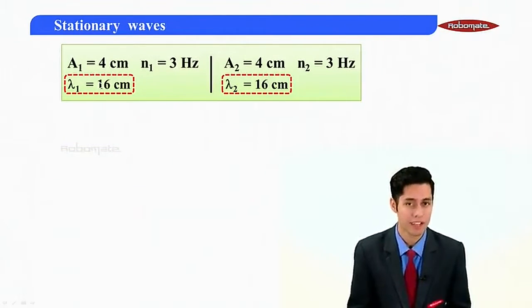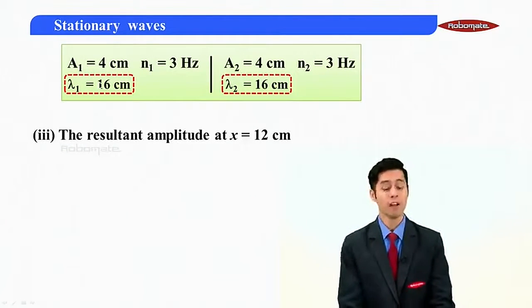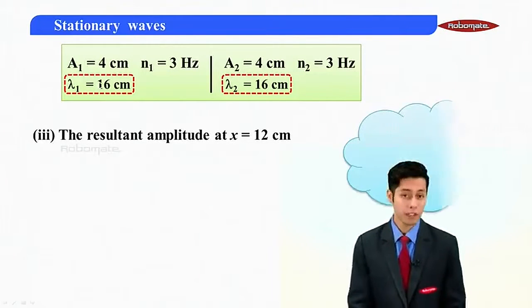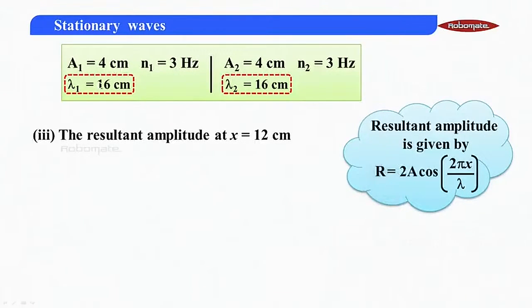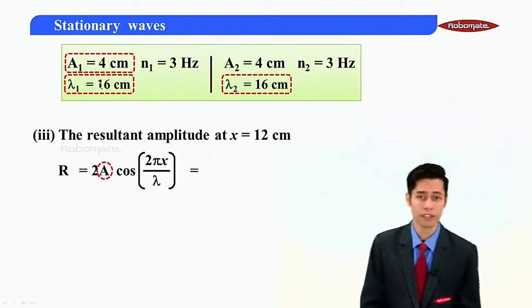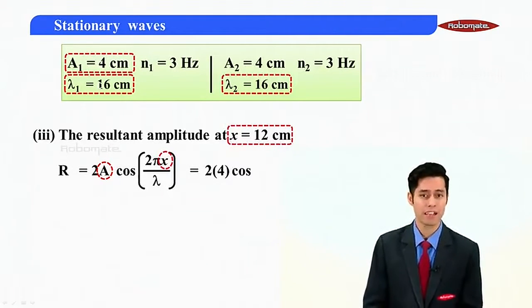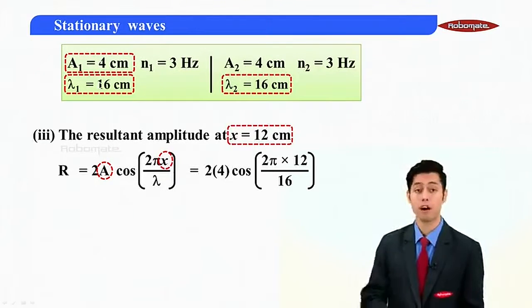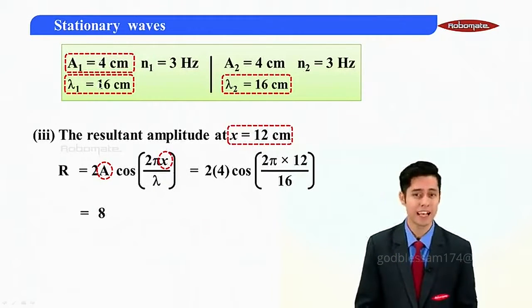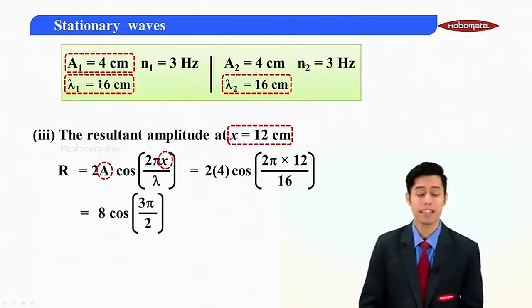Moving ahead to the next question: what will be the resultant amplitude at x is equal to 12 centimeter? Students, we know the formula for resultant amplitude. It is given by R is equal to 2a cos 2 pi x by lambda. In this case, we know x, we know lambda, we know 2a, so we substitute all the values in the resultant equation. After substituting, we get 2 into 4 cos of 2 pi multiplied by 12 by 16. On further solving, we get this as 8 multiplied by cos 3 pi by 2.